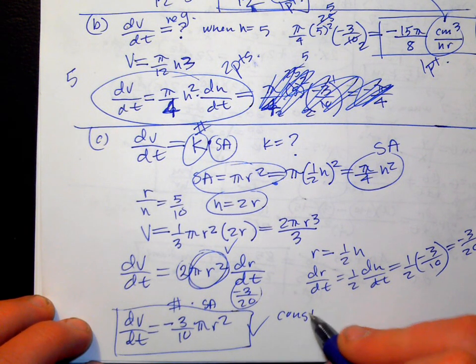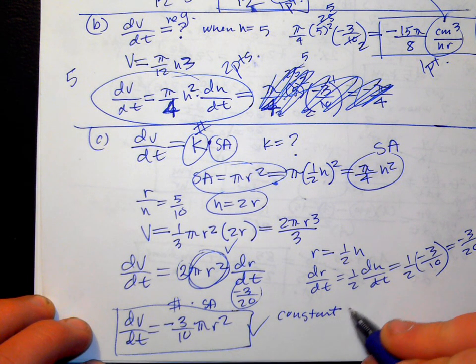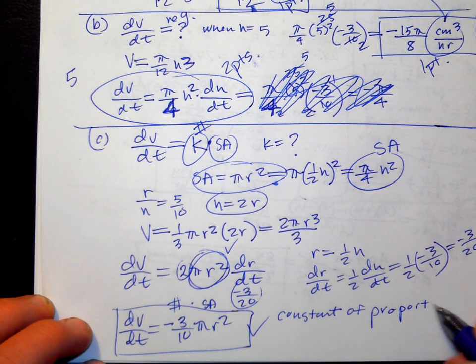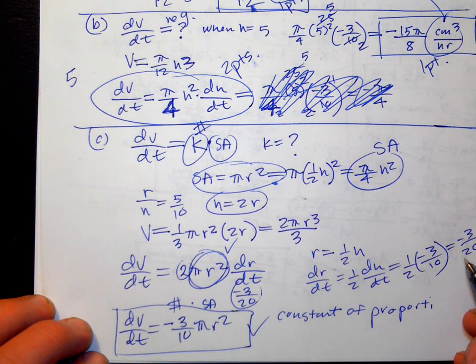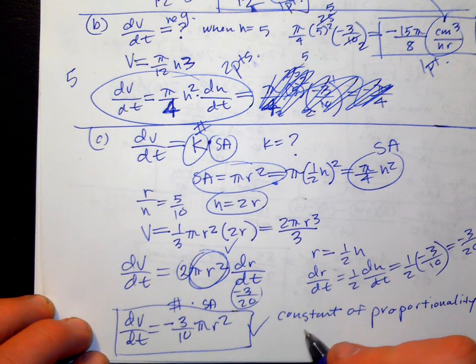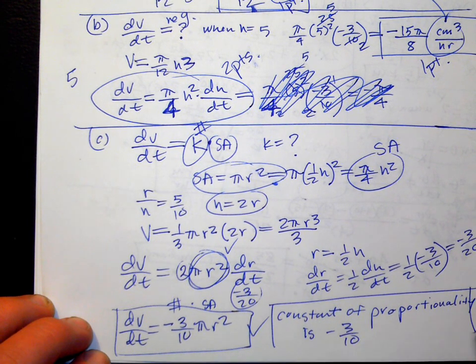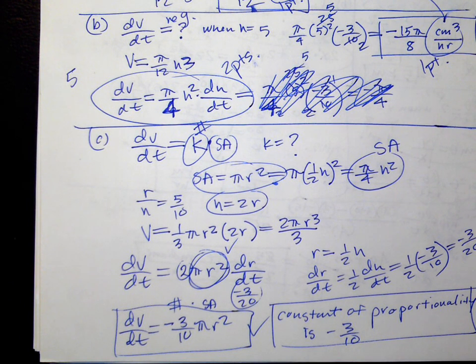So the constant of proportionality is the thing that I used a K for, which is common. You could use a different letter if you want. It's pretty much like a slope. Constant of proportionality is negative 3/10.